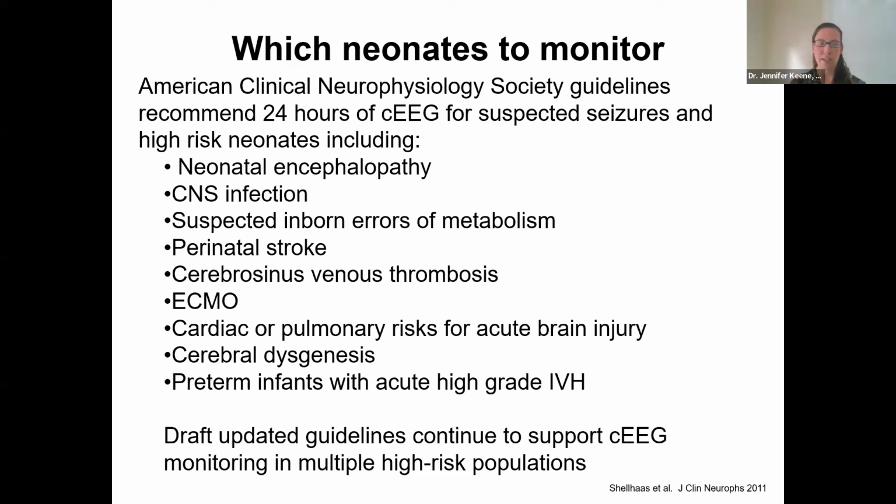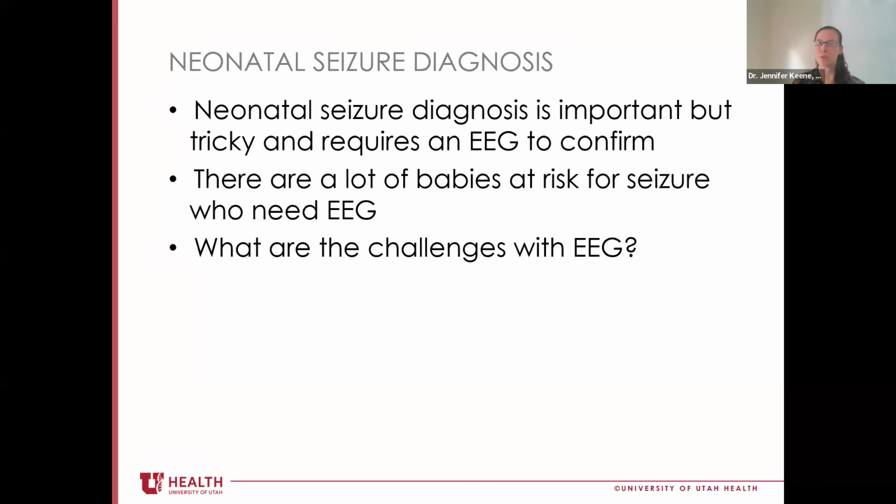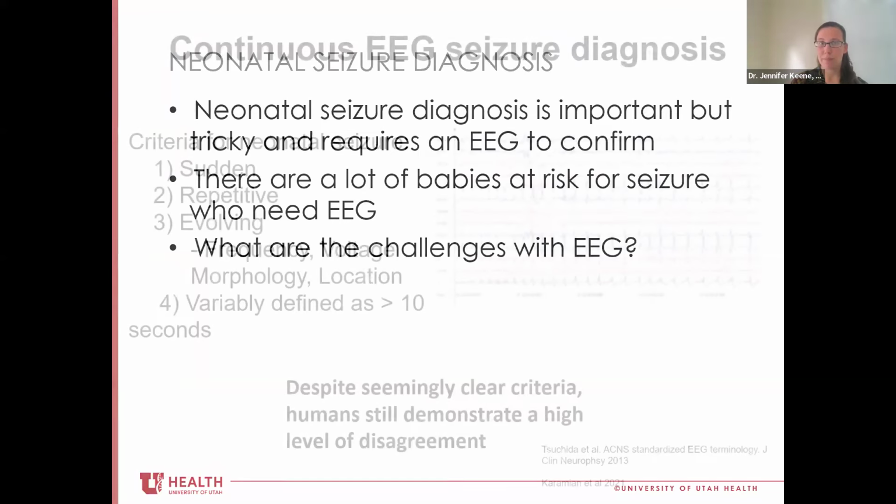They're currently being updated, but the draft updated guidelines continue to support continuous EEG for many high-risk populations in the NICU. So we know that neonatal seizure diagnosis is important, but it's tricky when you need an EEG. There are a lot of babies at risk. So what makes it challenging to just monitor all the babies on EEG?